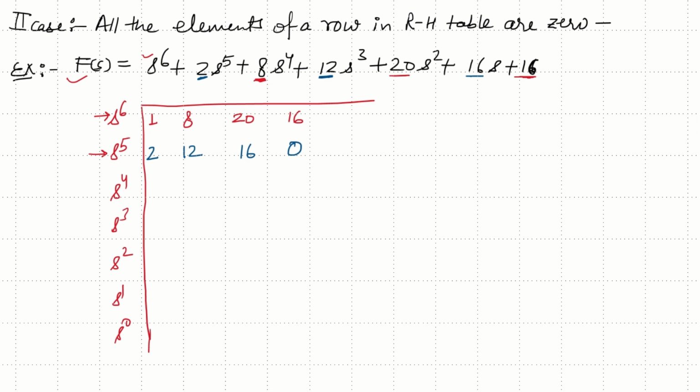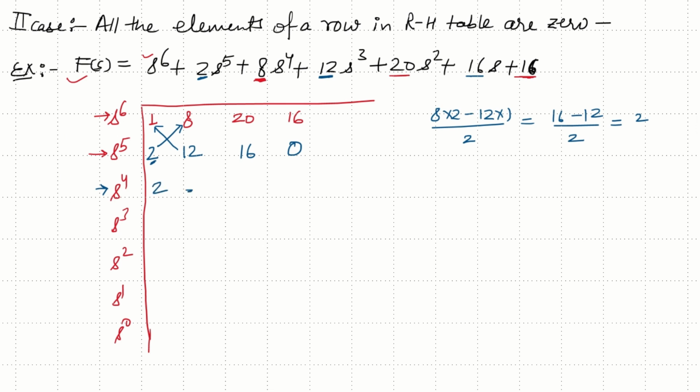Now to calculate the coefficients of the row s to power 4, we multiply this 2 with this 8, minus 12 into 1, divided by 2. Let me write this calculation here: 8 into 2 minus 12 into 1, divided by 2. So this comes out to be 16 minus 12 divided by 2, which is 2.